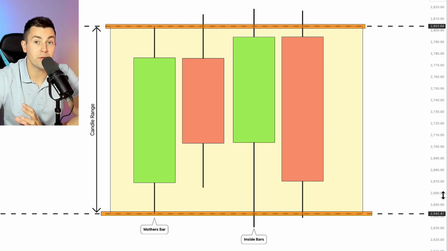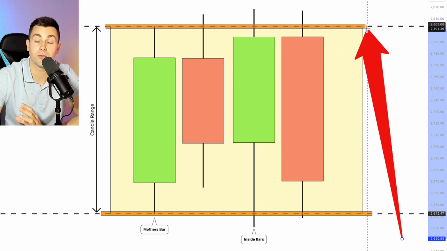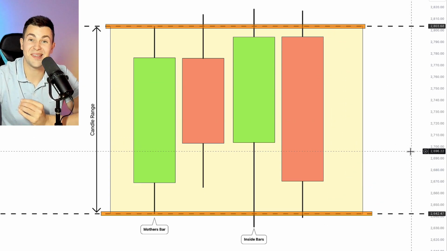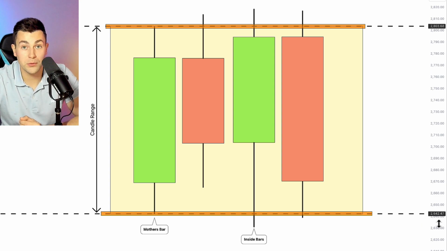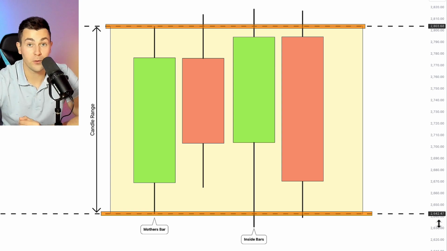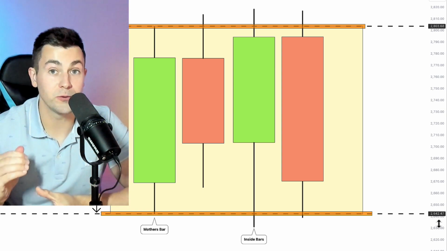However, remember a very important rule. Once you see the test of the support or the resistance of the range of the mother's bar, do not open a trading position blindly. After the test, execute the multiple time frame analysis and wait for a confirmation signal first. One of the most reliable confirmations is the price action confirmation.